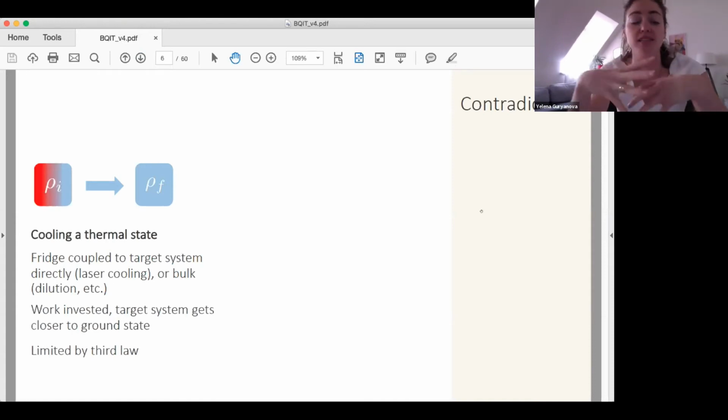But in both of these cases, what I need to do is invest work so that the target system gets closer to the ground state. And how close it gets to the ground state is limited by the third law of thermodynamics.